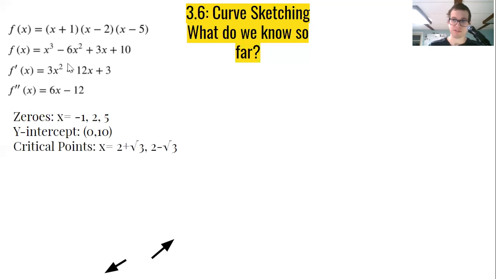It has critical points when f prime is equal to 0. I had to use the quadratic formula to make that one work because I tried factoring. I'm like, oh, that's not going to work. So there you go.